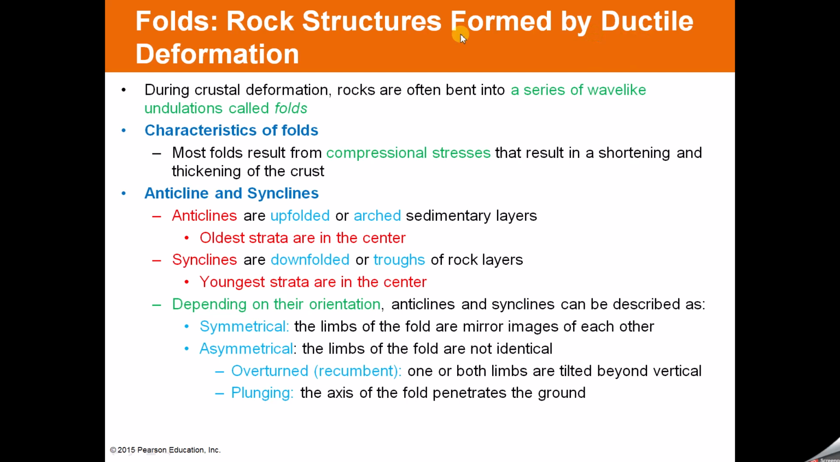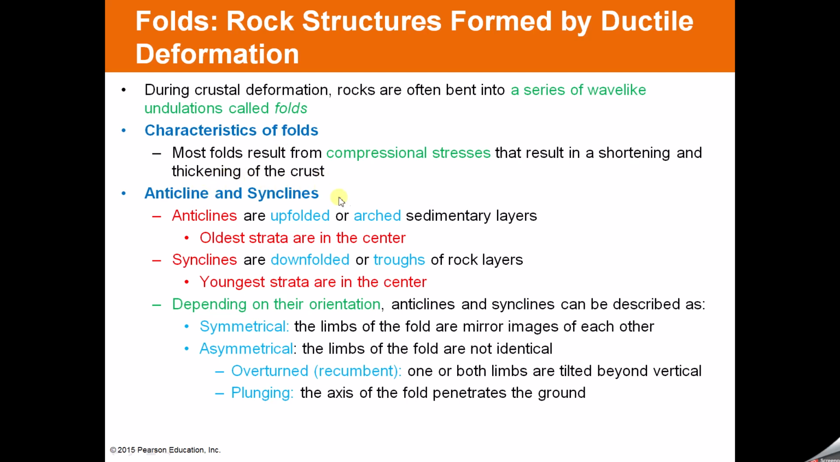Okay, here we have folds, which is the bending, ductile deformation. Folds are rock structures formed by ductile deformation. During crustal deformation, rocks are often bent into a series of wave-like undulations called folds. What are the characteristics of these folds? Most folds result from compressional stress, stresses that result in a shortening and thickening of the crust.